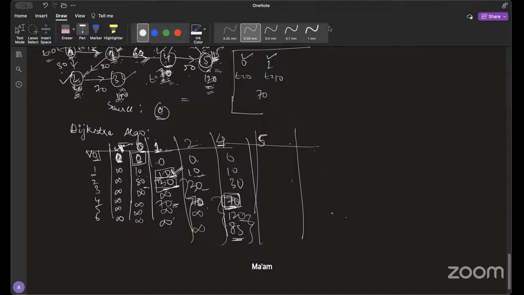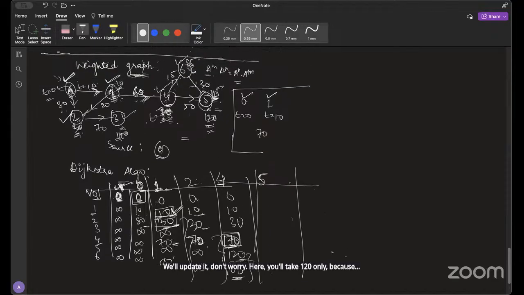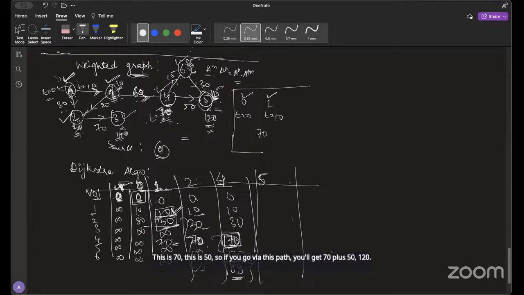In the fourth column, in the fifth, do we take 120 or 115? We'll update it. Don't worry. Here you will take 120 only because this is 70, this is 50. So if you go via this path, you get 70 plus 50, 120. So via this path, it's 120 only. And this one is 85. But in this one, we'll update it.